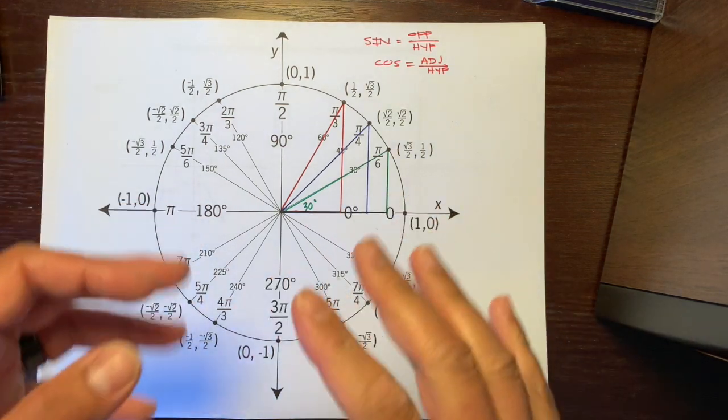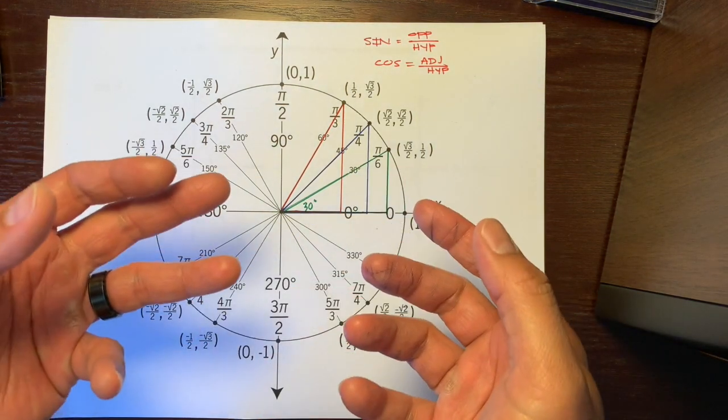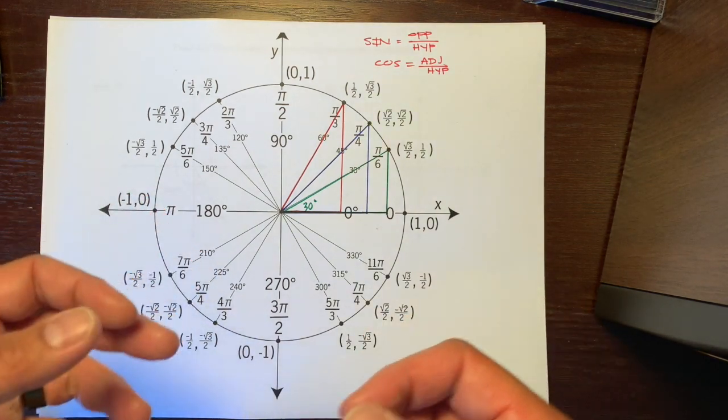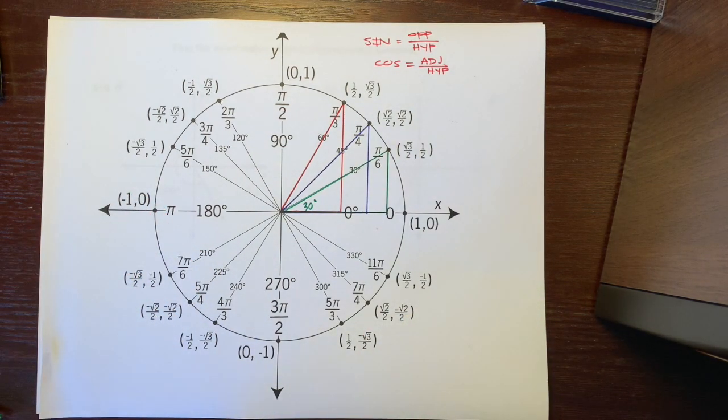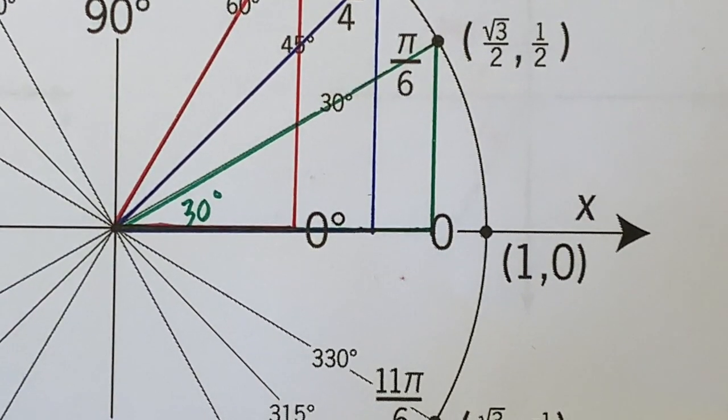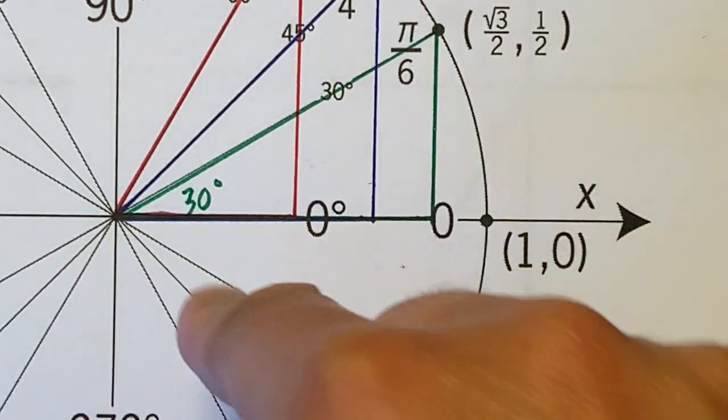So we're going to look at a few triangles and try to figure out a pattern so we can figure out the sine and cosine values pretty easily. So I have 3 triangles here. There's a green, there's a blue, and there's a red. Let's just stare at this first one, this green triangle.